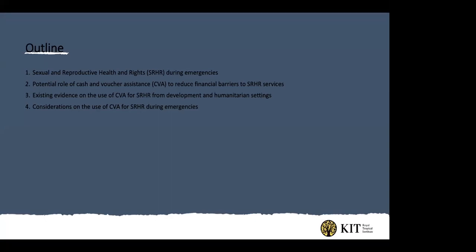Well, the objective of this presentation is to discuss the potential role of CVA during emergencies as a supplementary intervention aimed at reducing barriers to access and utilization of SRH services. Given the current global situation, I'll try to make connections with the COVID-19 epidemic whenever it is possible. So we'll start with a very brief overview of SRHR during emergencies, looking then at the potential role of cash and voucher assistance to reduce financial barriers, then look at the summary of evidence on the use of CVA for SRHR from both development and humanitarian settings, and finally we will discuss a few considerations that are relevant for this topic. Next one, please.